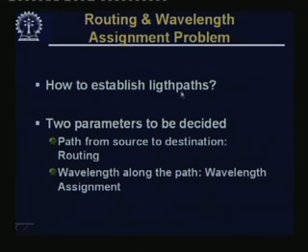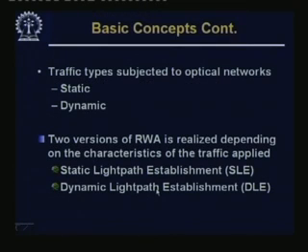So, how to establish light paths? Two parameters to be decided: the path from source to destination, this is the routing part, and the wavelength along the path, which is the wavelength assignment part. Traffic subjected to optical networks may be static or dynamic. Static means you know the requirements, and the requirements remain static. By requirement I mean the specific source destination pairs which have to be connected in advance, and that is quite stable, so you can run some centralized algorithm and find the best way to assign the light paths.